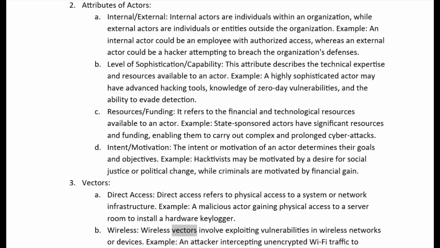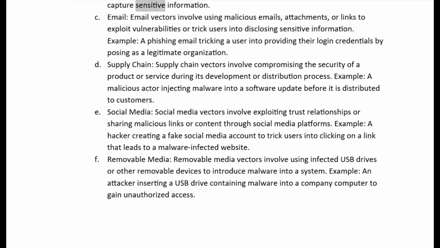Wireless vectors involve exploiting vulnerabilities in wireless networks or devices. Example: an attacker intercepting unencrypted Wi-Fi traffic to capture sensitive information.